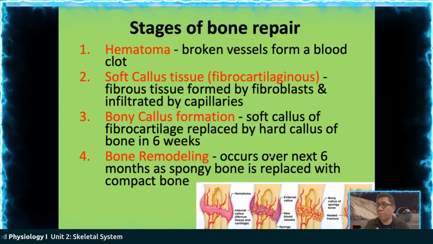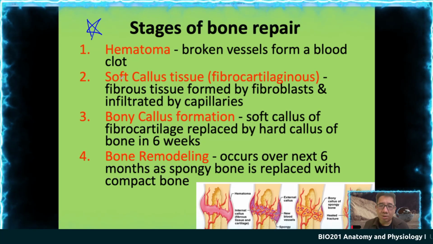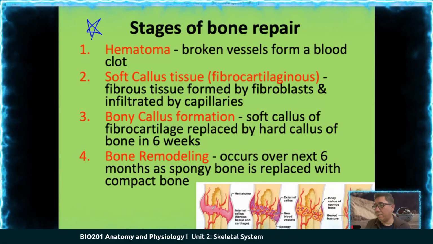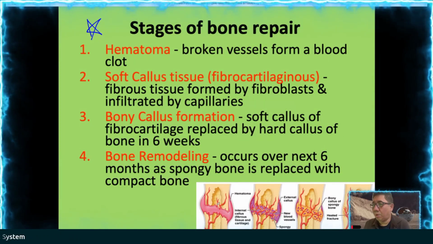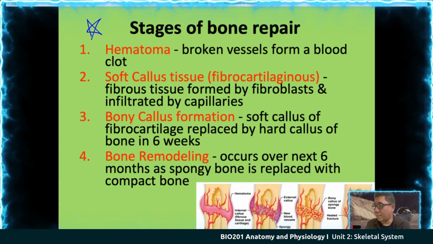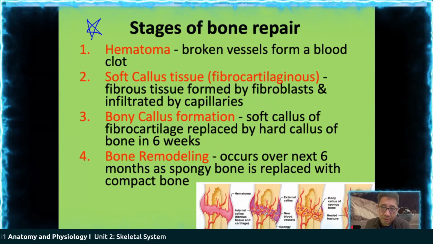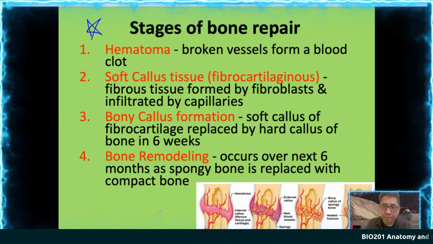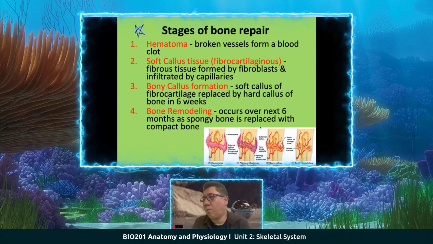And these are the stages of your bone repair, something you should know for your tests. You have the hematoma stage. This is where you entrap the blood into that space where your bone is actually broken. Then you form what you call the soft callus tissue. You actually have these callus fibers, so you have some tissue connecting the two bones together. We call that soft callus tissue. Then the next one is called the bony callus formation.